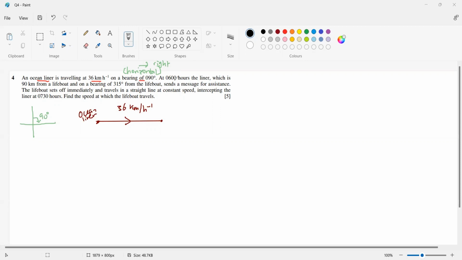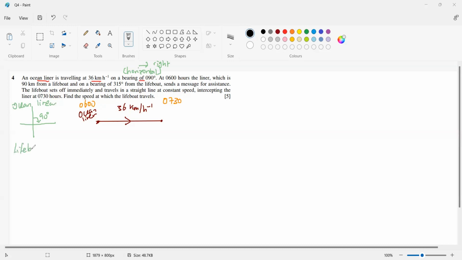Now this is 0600 hours. So somewhere at 0730, a lifeboat came and saved them. Let's try to see from the lifeboat's perspective. So I'm going to do a similar bearing diagram sketch down here for the lifeboat.